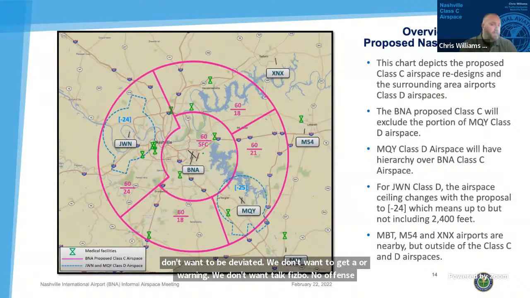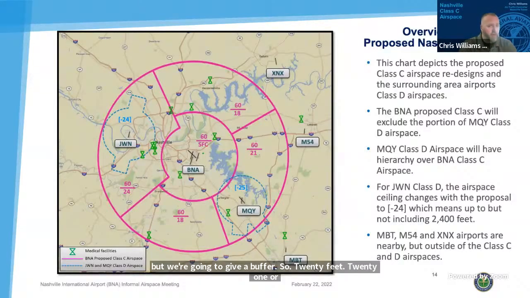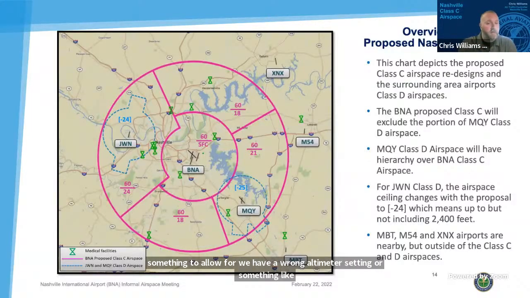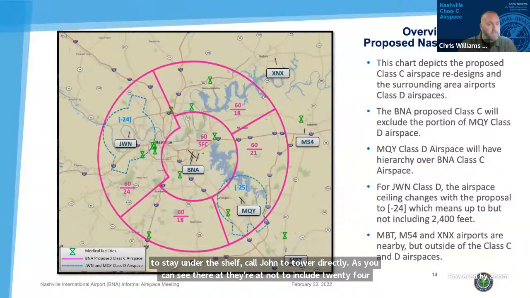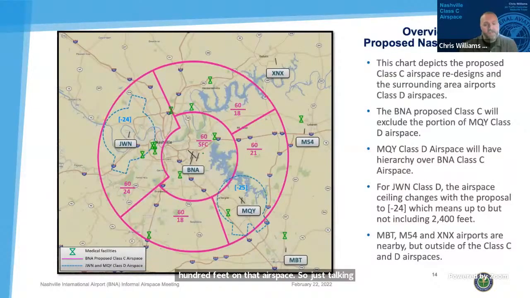So on John Tune to the west side, absolutely. You can just stay under the shelf and call John Tune Tower directly. As you can see, they're at, not to include, 2,400 feet on that airspace. So just tuck into the shelf and call John Tune directly. I believe their pattern is 1,500 feet, so you've got a pretty good buffer to stay safe. I know some of the terrain out west of John Tune is a little bit higher than on the east side of our airport, but there are ways to stay safe out there. There are a bunch more antennas too.